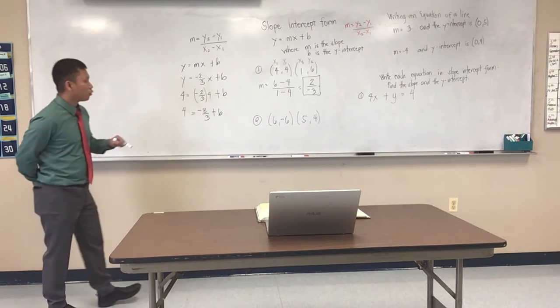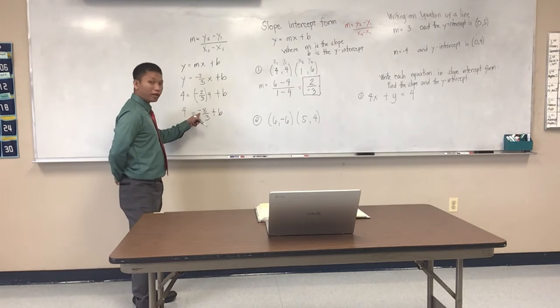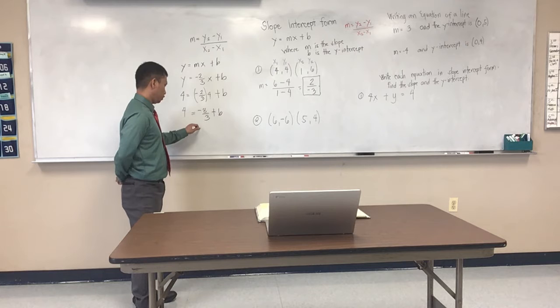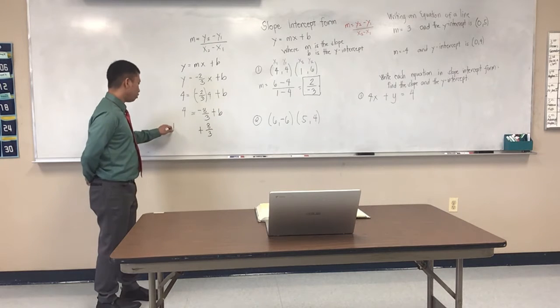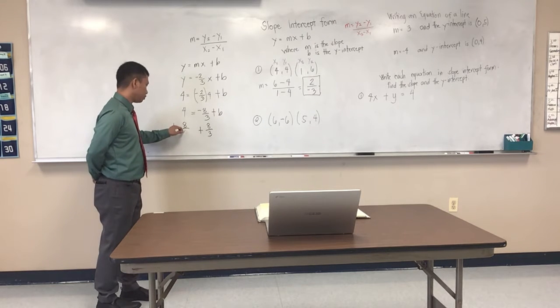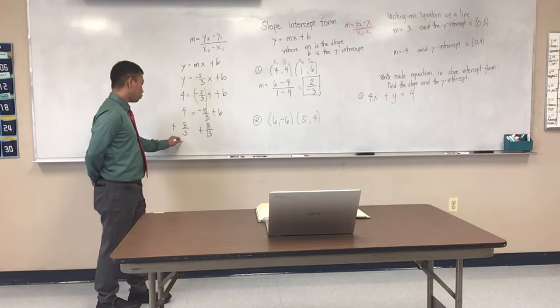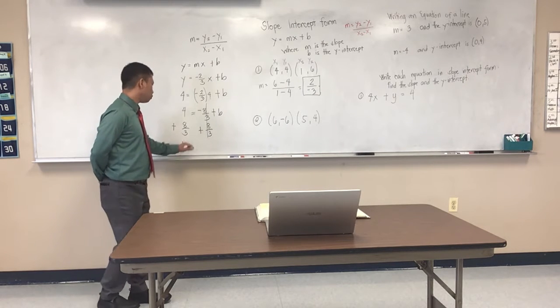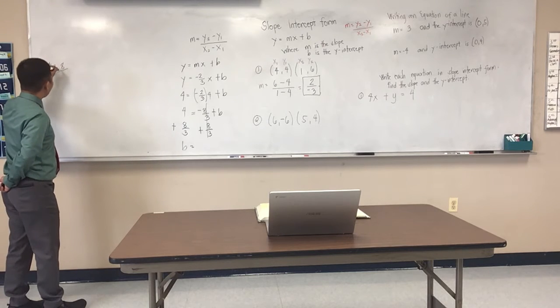So we are solving for b now. We have negative 8 over 3. We just add 8 over 3, then add 8 over 3 on the other side. This will be cancelled already. So therefore our b is equal to 4 plus 8 over 3.